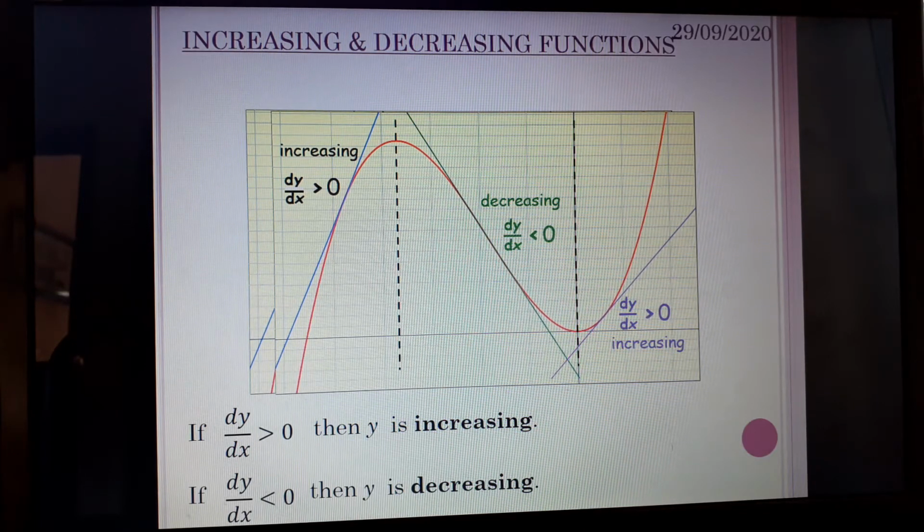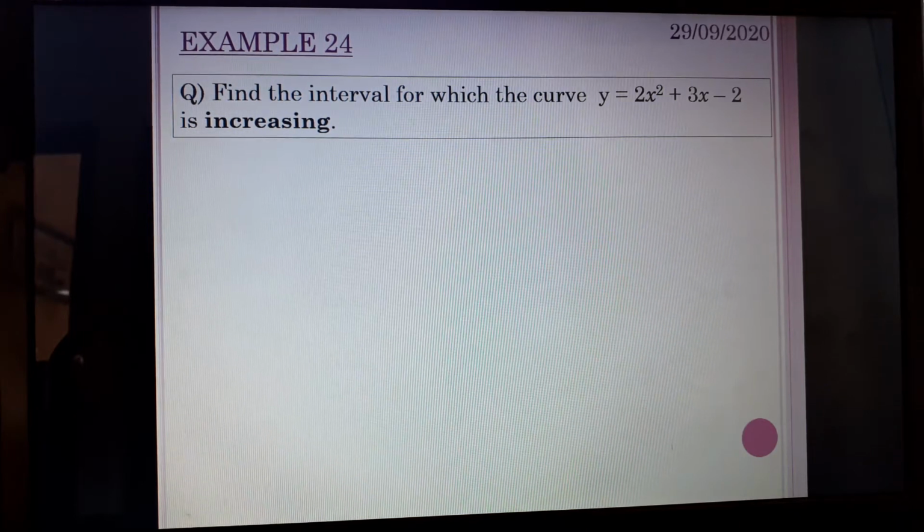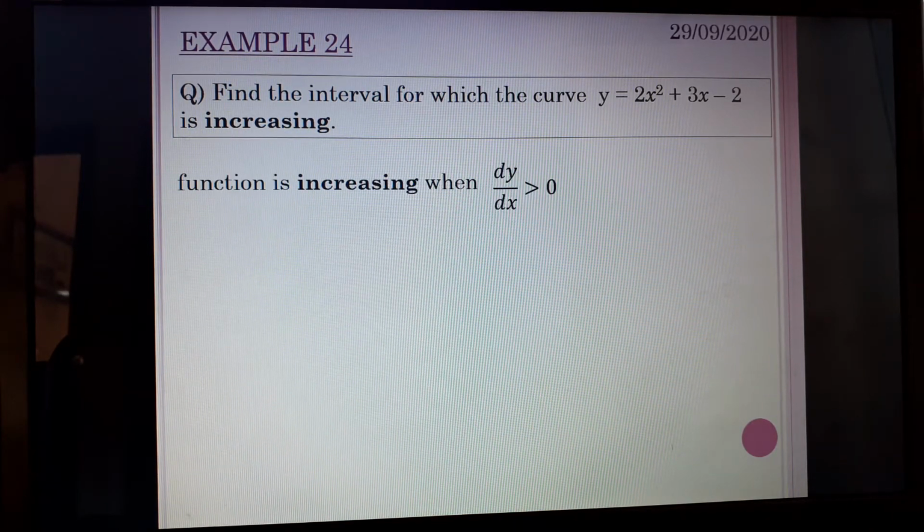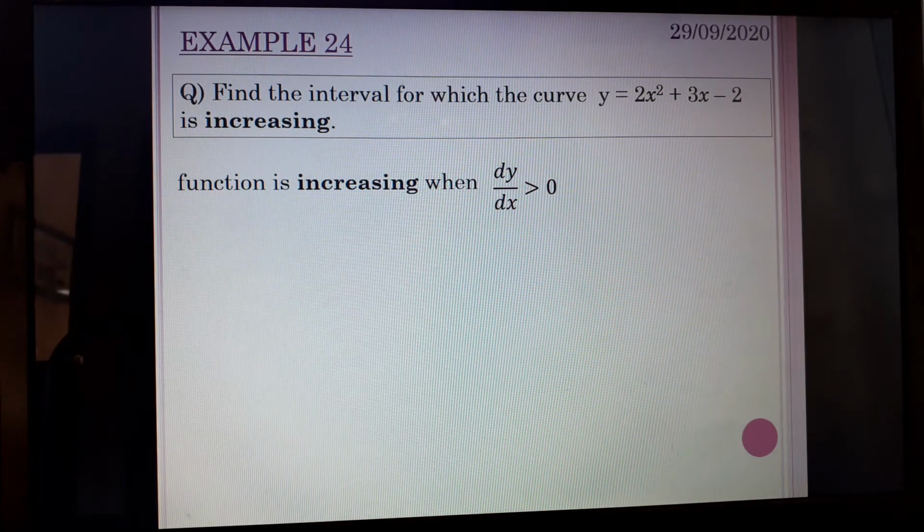If we have a decreasing graph, a decreasing function, then dy by dx is less than 0, because the gradient would be negative if it's going down the way, isn't it? From left to right. So dy by dx will be negative as well, which means dy by dx is less than 0. So let's look at an example here. Find the interval for which the curve is increasing. So if we were to look at the graph, whereabouts would that graph be sloping up the way? The function is increasing when dy by dx is greater than 0.